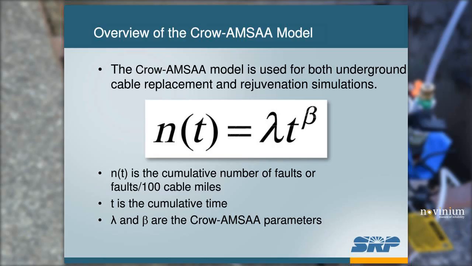We chose this model over a failure mode distribution such as a Weibull primarily because the Crow-AMSAA model models the reliability of a repairable system. A failure mode distribution models the reliability, if you will, of a replaceable system. The shortcomings with using that type of model on direct buried cable is two main shortcomings. One, with a failure mode distribution, it's only good for the first fault on that cable. Any subsequent faults, you end up again skewing the distribution.